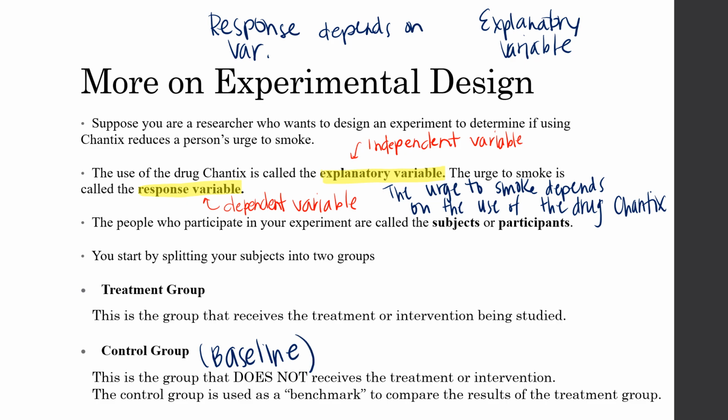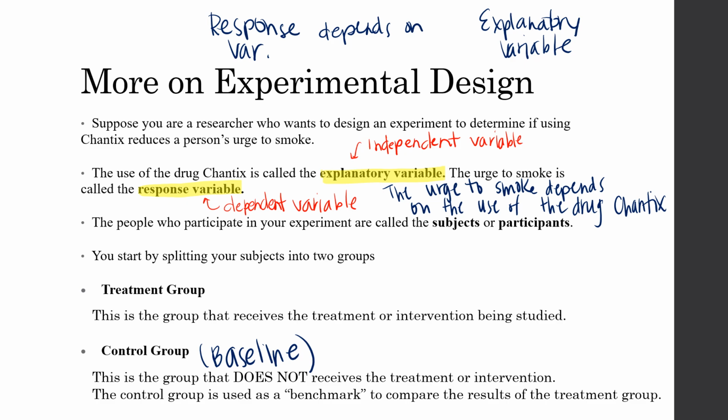So basically, if a person just says they want to quit smoking, they're going to go cold turkey, how likely are they to be able to quit? The treatment group is going to be, okay, if we give these people the Chantix, is it going to reduce their urge to smoke? So treatment group receives the treatment, control group does not receive the treatment.